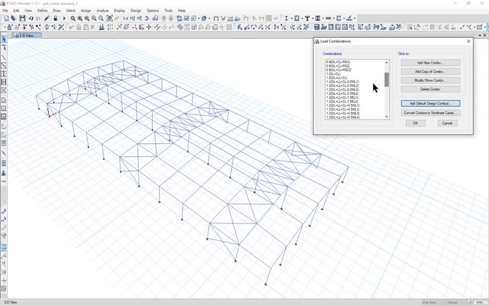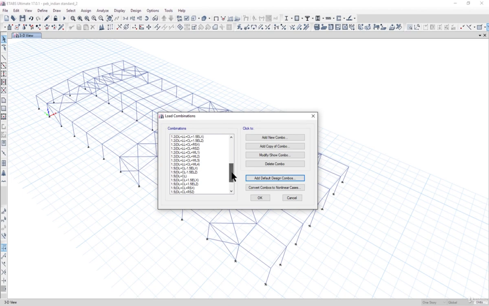And similarly here also we need to delete these 4 load combinations. We have positive here. And similarly we need to delete these 4 load combinations, and these 4. Make sure that there are no negative wind load combinations in the design.